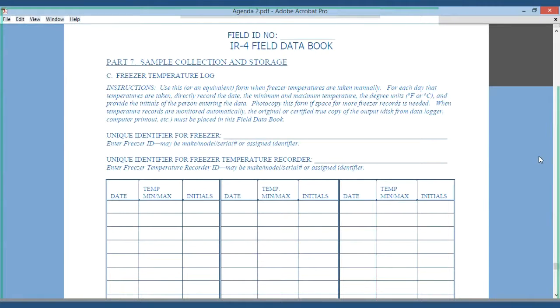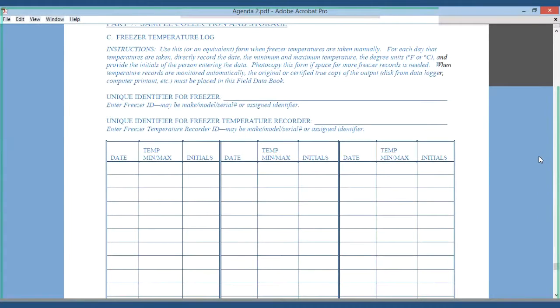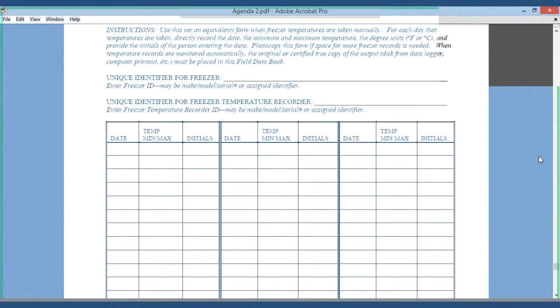And you'd probably have a different log for your untreated control samples and your treated samples. So you will need at least 2 freezers, or you need a way in which you can physically separate the samples within one freezer. Okay, next page, please.